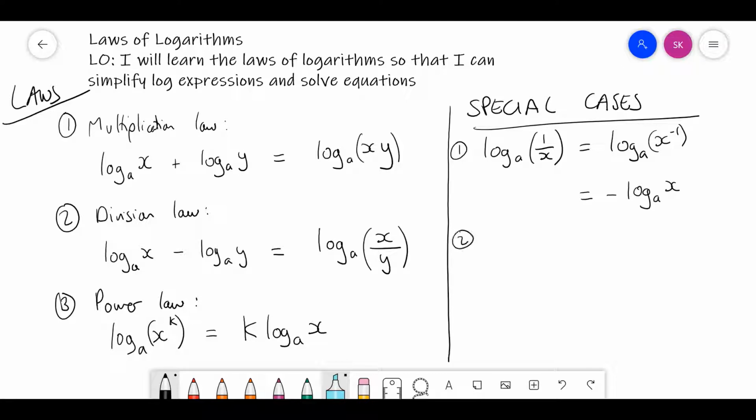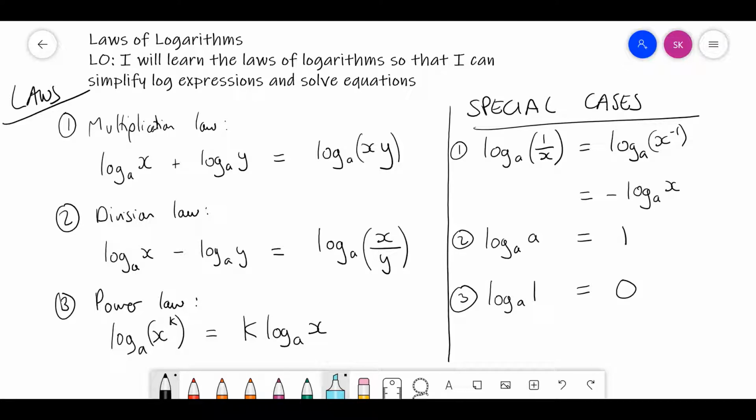Second special case, and you could have figured this out after our last video actually, is the log of a with base a. In other words, a to the power of what makes a? Obviously, it's just 1. So whenever you see something like this, you can simplify it to 1. And finally, log with base a of 1 is equal to, what do you think that's going to be? A to the power of what makes 1? Well, 0, because anything to the power of 0 makes 1. So whenever you see this, you can say that it is equal to 0. And that will help to simplify.